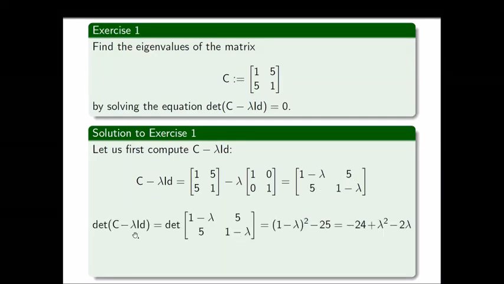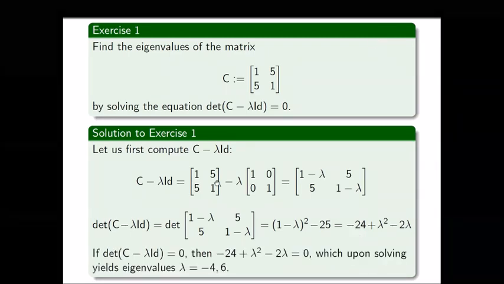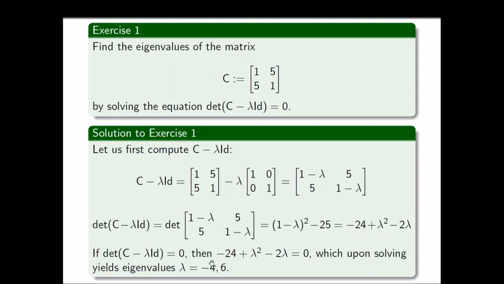And when we take its determinant, we get (1 minus lambda) squared minus 25, and that's just minus 24 plus lambda squared minus 2 lambda. Now, because we have to set this determinant equal to 0, we get that minus 24 plus lambda squared minus 2 lambda is 0, which upon solving gives us that there are two eigenvalues. One of them is minus 4 and the other one is 6.